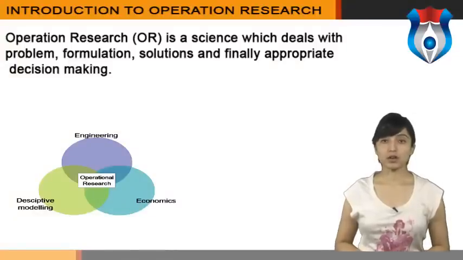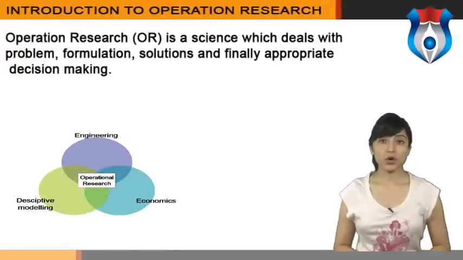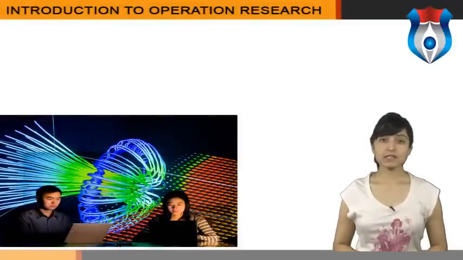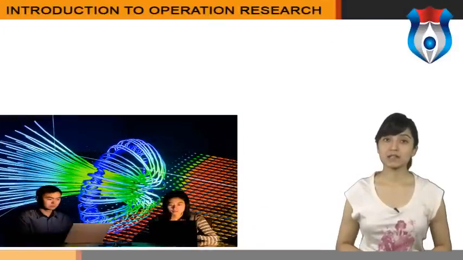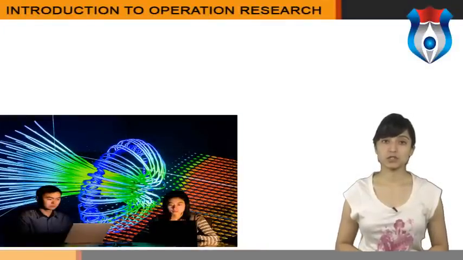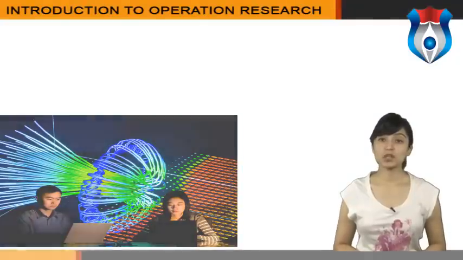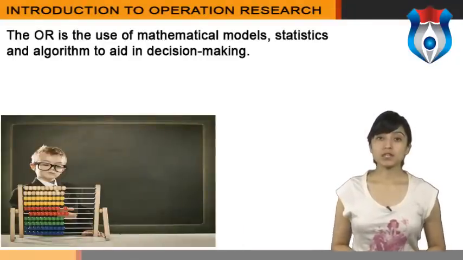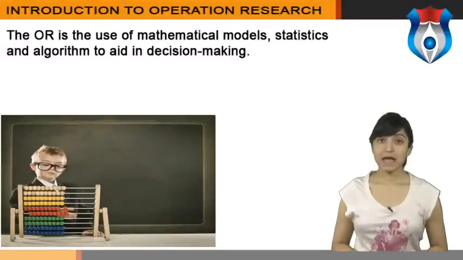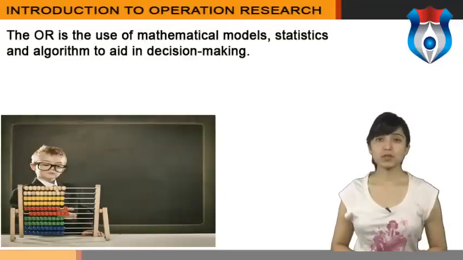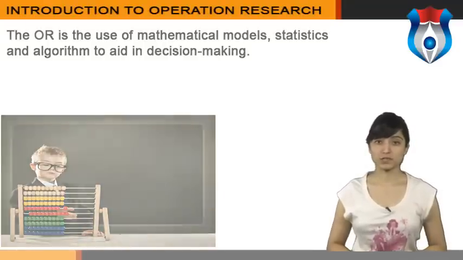Operation research (OR) is a science which deals with problem formulation, solutions, and finally appropriate decision making. Scientists and technocrats formed teams to study the problems arising out of difficult situations and at a later stage find solutions to these problems. It is research designed to determine the most efficient way to do something new. OR is the use of mathematical models, statistics and algorithms to aid in decision making. It is most often used to analyze complex real-life problems, typically with the goal of improving or optimizing performance.